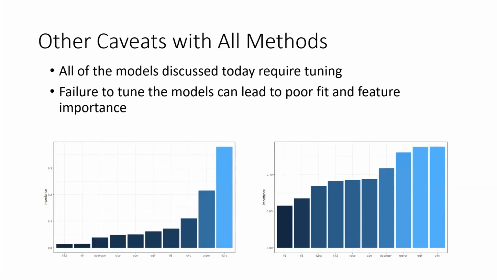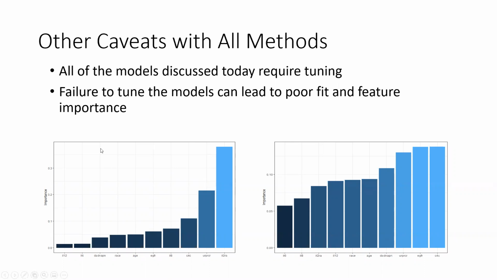Another caveat, all of these methods that we talked about require some level of tuning. They all have tuning parameters that you have to consider, and you can do things like grid searches using cross-validation to try to find the best parameters to tune your model to get the most appropriate fit. But failure to do so can lead to very poor fit and poor feature importance.